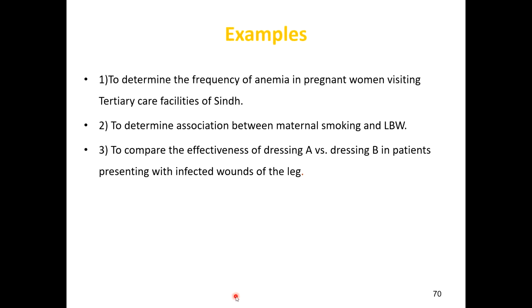For example, these are a few examples to show you how you can formulate an objective. For example, the title was Anemia in Pregnant Women Visiting Tertiary Care Facilities of Sindh. And to formulate it into an objective, you will add a word "to" and you will add a measurable term. So, to determine the frequency of anemia in pregnant women visiting tertiary care facilities of Sindh becomes an objective.